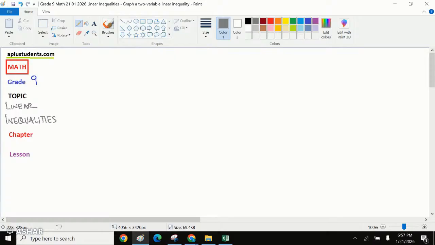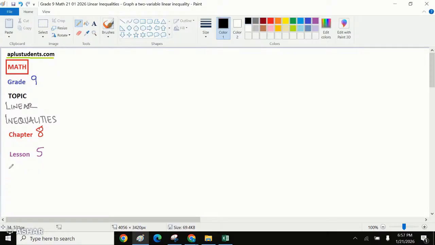The term linear means straight line, okay? So we will be considering inequalities that are forming straight lines. I'll give you the chapter number. The chapter number is 8 and the lesson number is 5 for today.